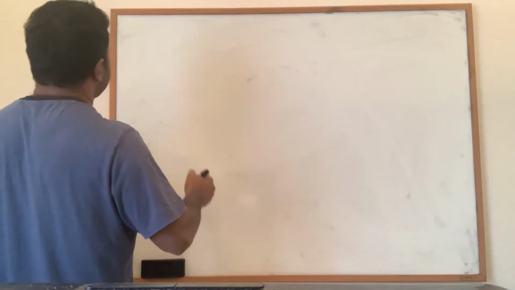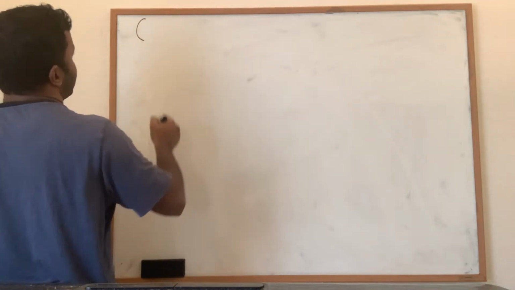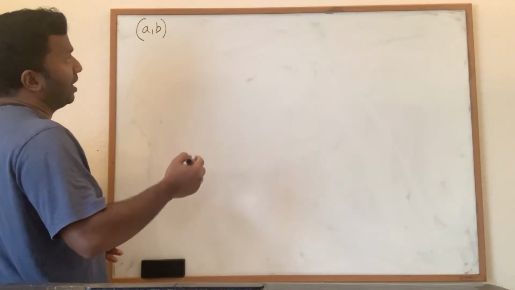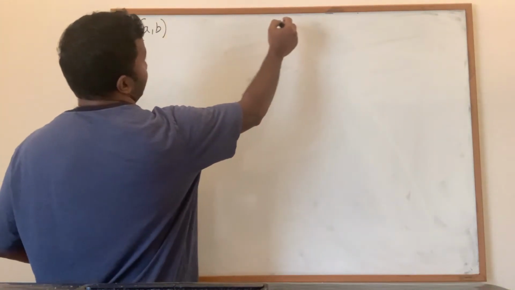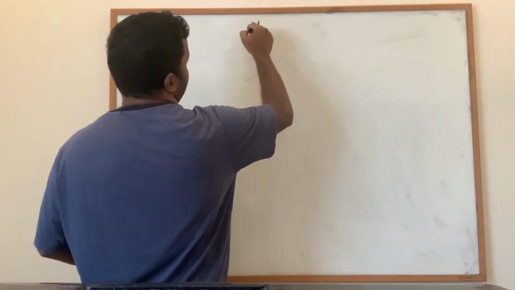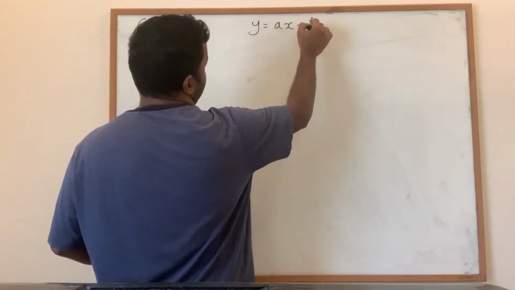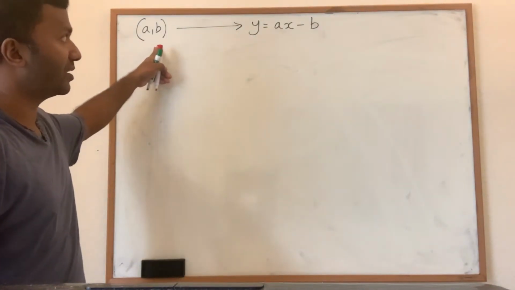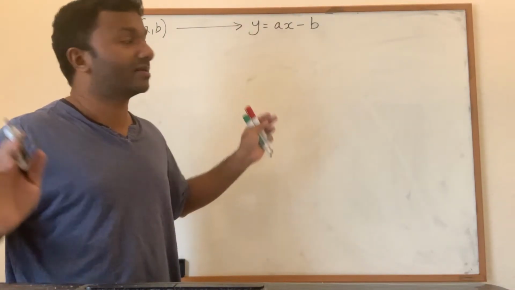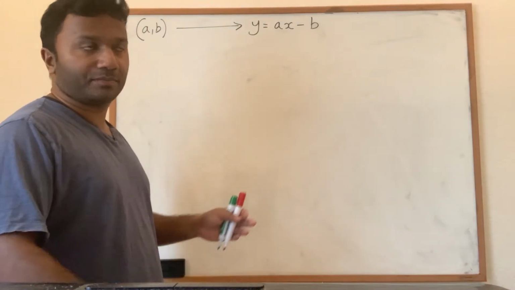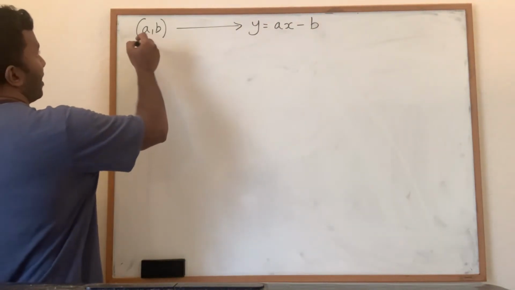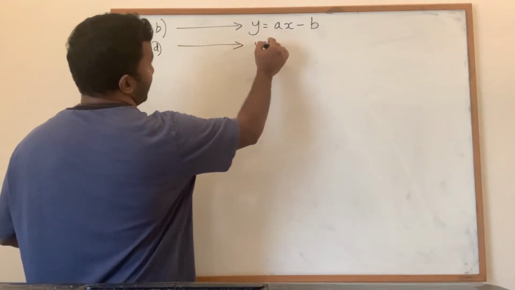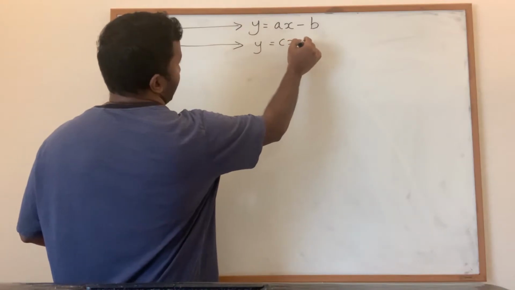So let's go ahead and see the solution. What I'm going to do is this. Corresponding to each point (a, b) in my input set, I'm going to define a line like this: y is equal to ax minus b. For each point in my input set, I have defined a line like this. Why I am doing this will be clear pretty soon. Therefore, if I have another point, let's say (c, d), then the line corresponding to this will be y equals cx minus d.